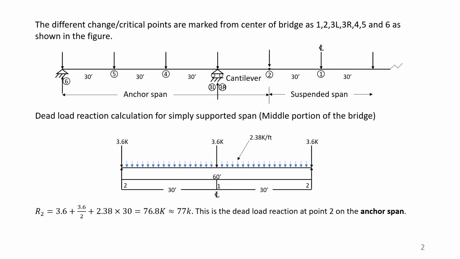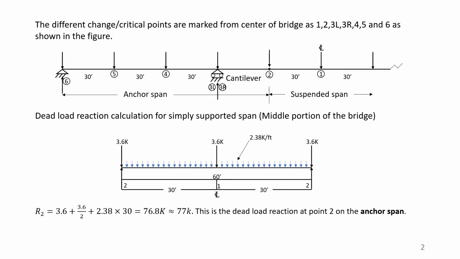The dead load was previously calculated, and the uniformly distributed load is 2.38 kip per foot. For the intermediate diaphragms, the loads were 3.6, and for the support diaphragm there are 2 different types of load. One is the left support, where the diaphragm load is 7.9, and the intermediate support, where the diaphragm load is 12.5.